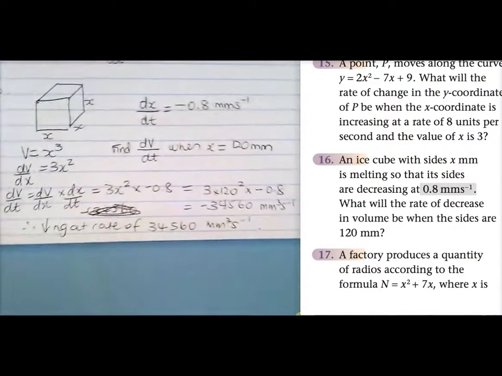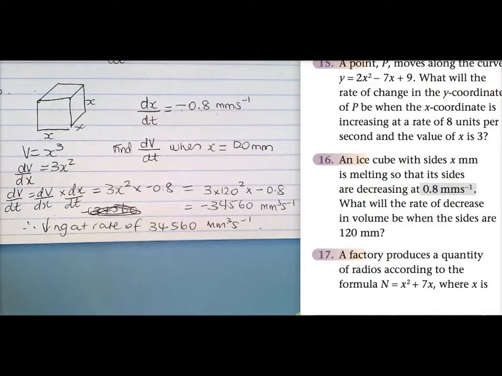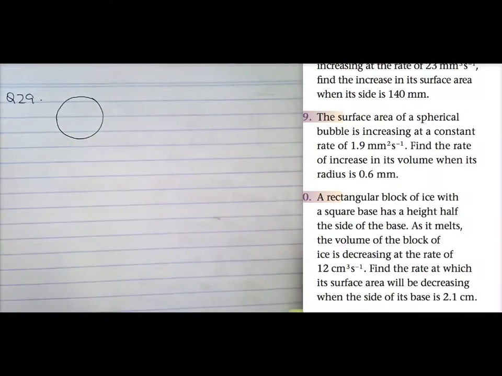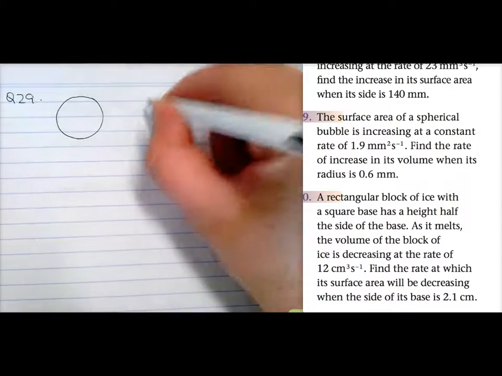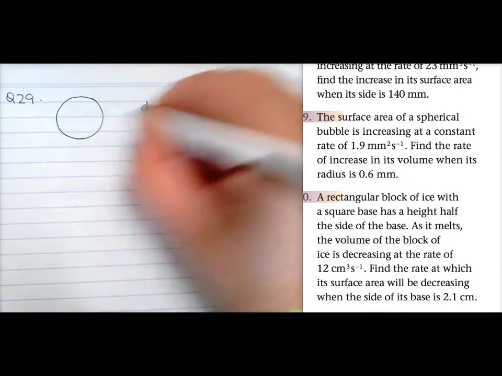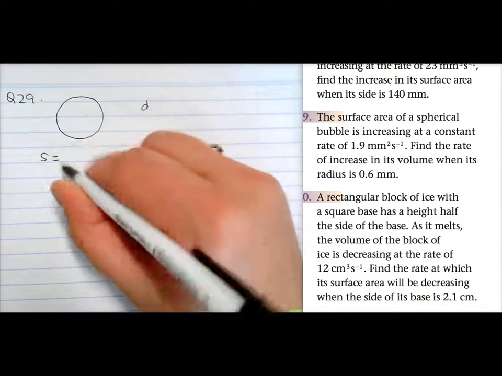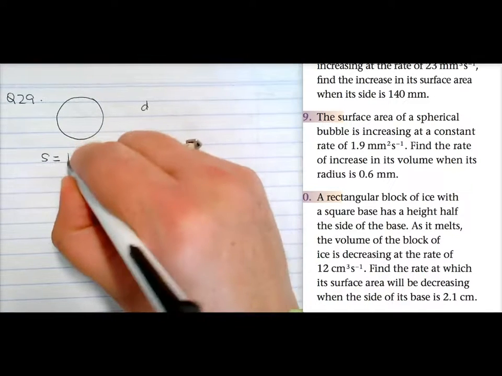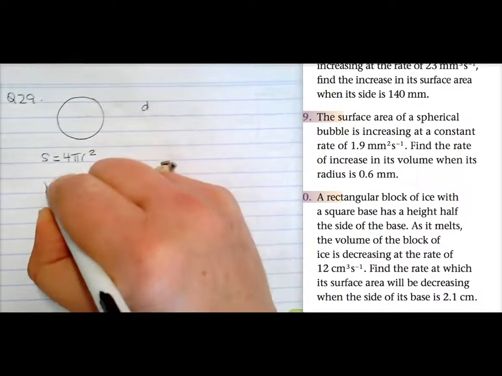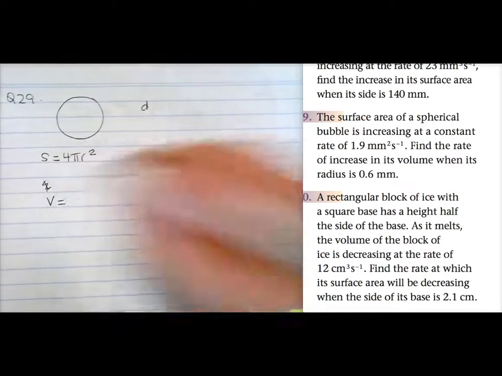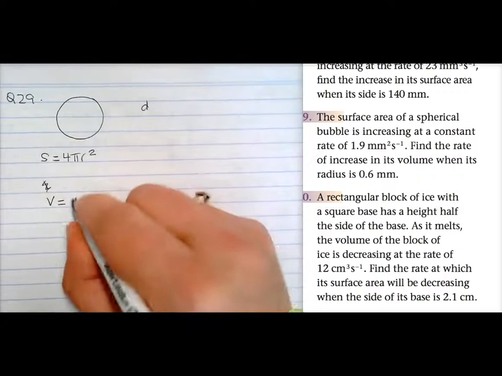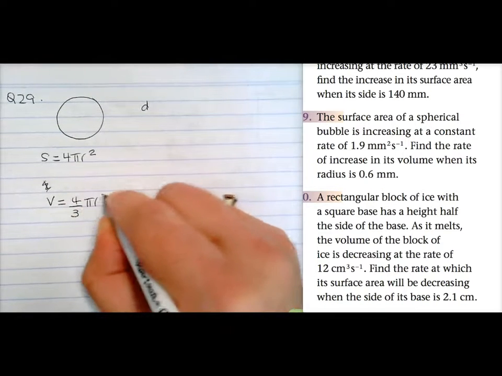Now, I need to do some of the harder questions. These have only got rates involving 2 variables. We need to do rates involving 3 variables. I'll go to the end of the exercise now. A spherical bubble is increasing at a constant rate of that. What's that? dS/dt. All right, I'm going to let S equal surface area. What's the formula for the surface area of a sphere? 4 pi r squared. What is the formula for the volume? 4 on 3 pi r cubed.